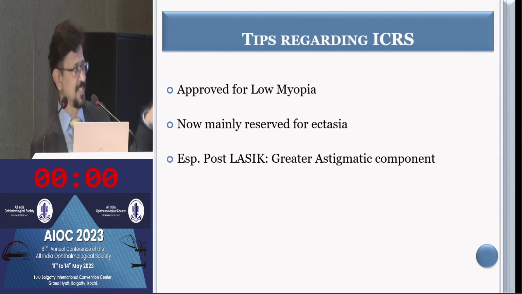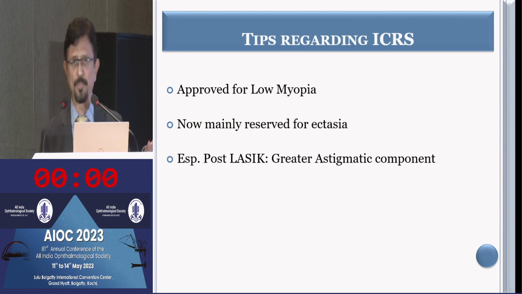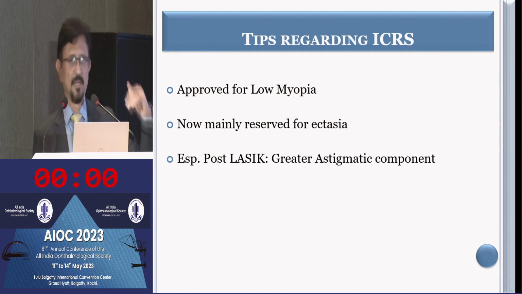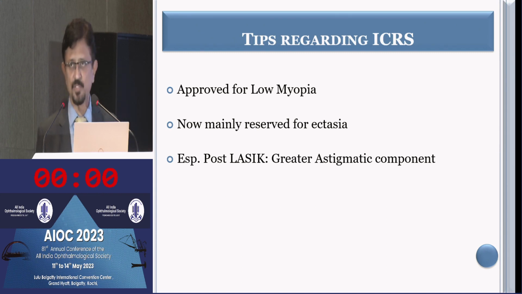As far as ring segment is concerned, it was approved for low myopia, but these days there are better options for low myopia, so we reserve it for post-LASIK ectasias. And also in some cases of primary keratoconus, when the patient is not willing to use a contact lens, some amount of astigmatism can be reduced by ring segments, and then of course you can also place the phakic IOL to correct the remaining refractive error.